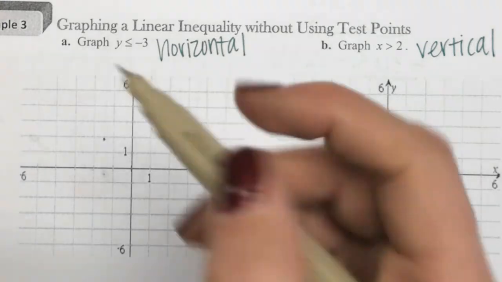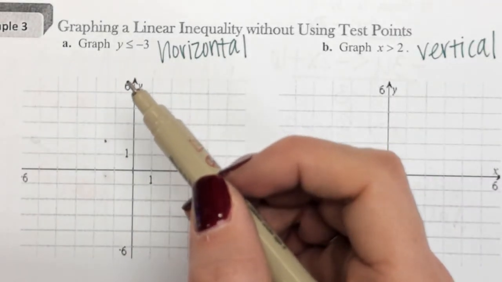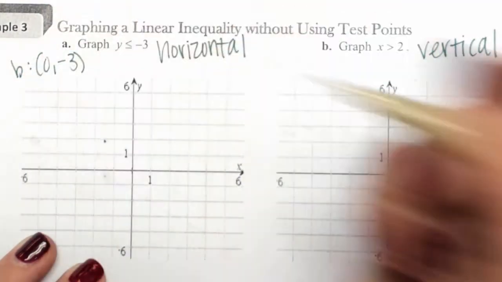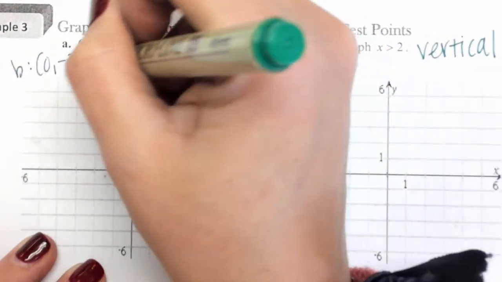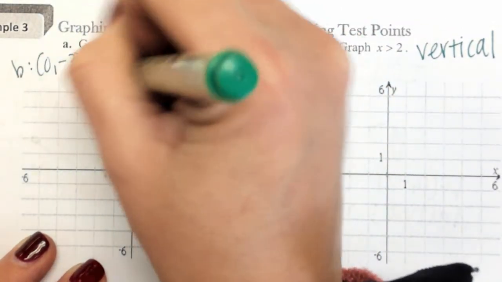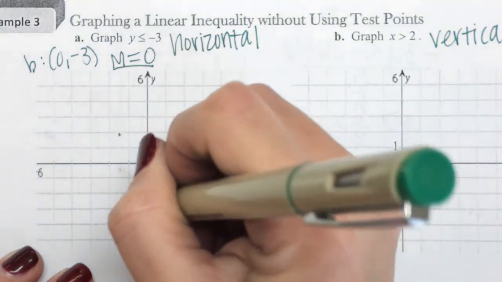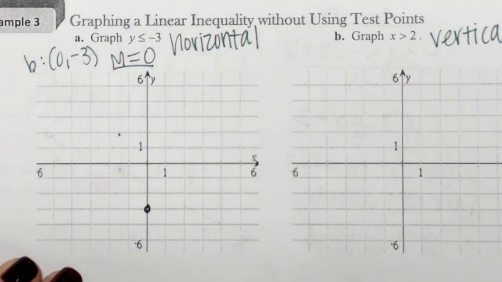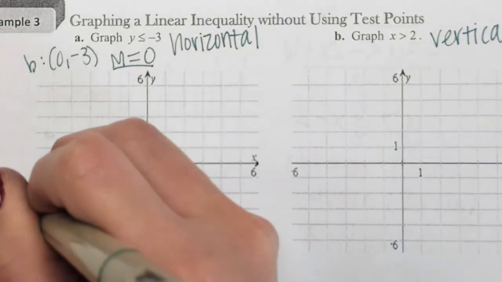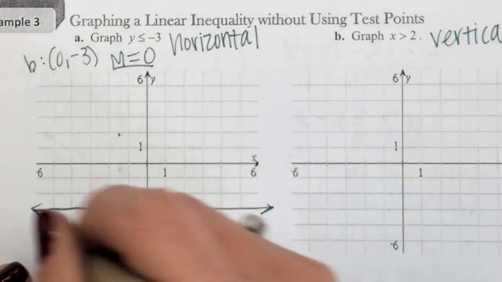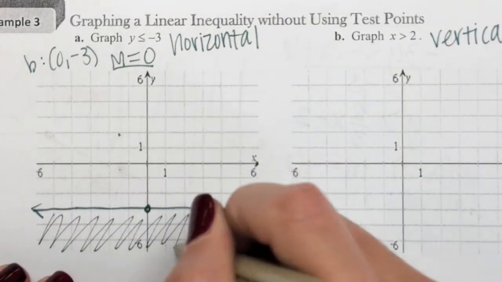So what do I graph first on this one? What is my y-intercept? And what is my slope? Yes, this might be on your test on Friday. Hint, hint. Horizontal lines have a 0 slope every time. So I would graph negative 3 first, which is right here. And it'd be straight across. Is it going to be solid or dash? Solid. And above or below? Below. Very good.